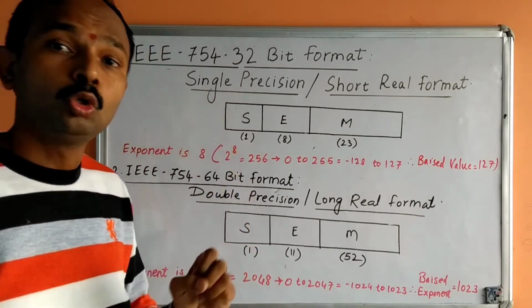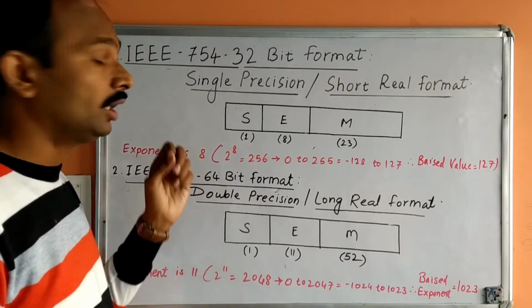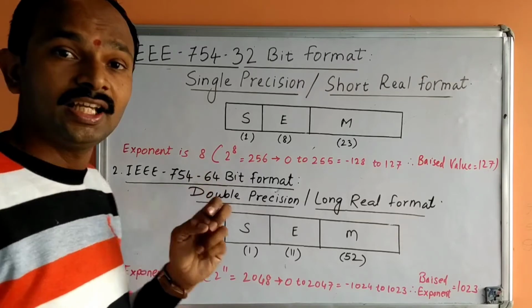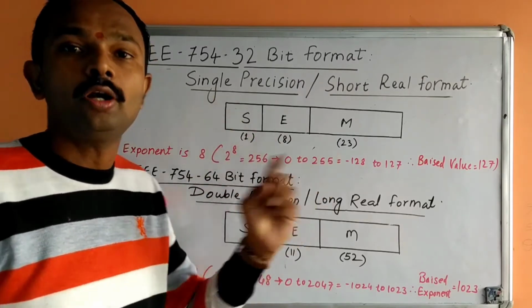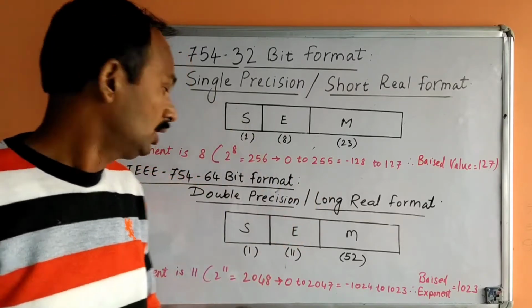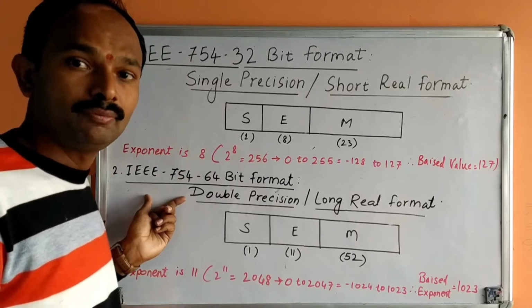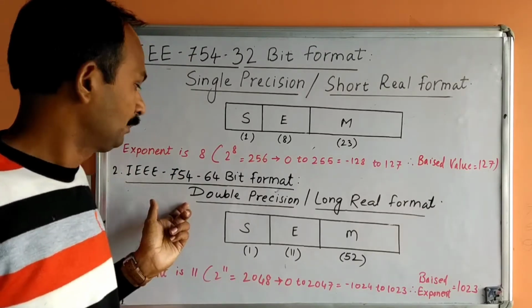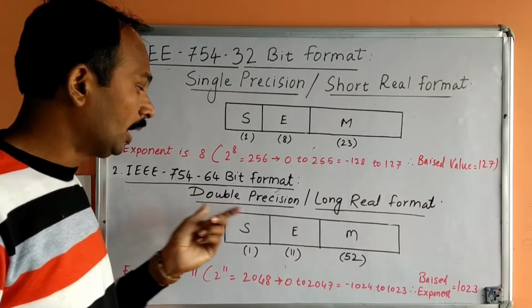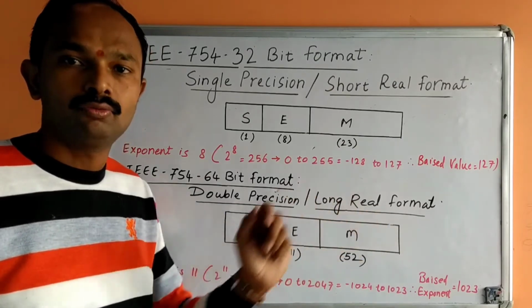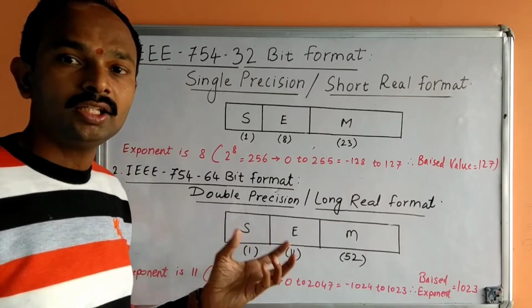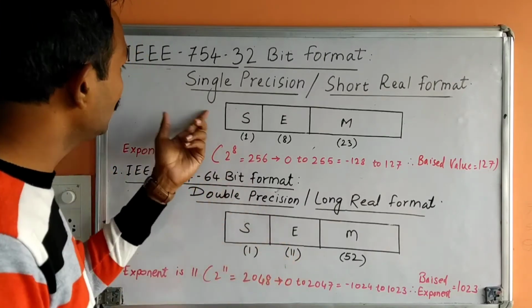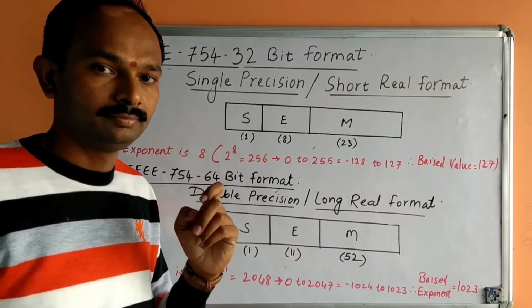Now this 32-bit format is also called single precision format or short real format. And this is the 64-bit format, in which the data is represented in 64 bits. It is also called double precision format or long real format. This format is basically 64-bit and this format is 32-bit.